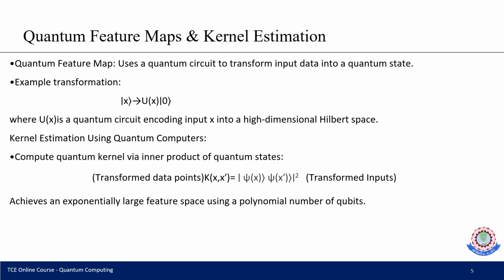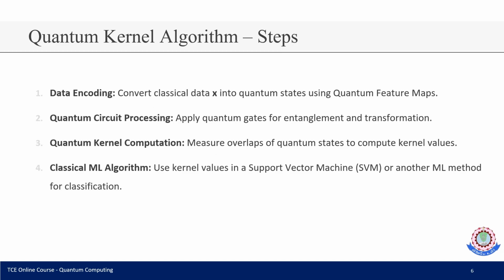The next is kernel estimation using quantum computers. Compute the quantum kernel via the inner product of quantum states of the transformed data points: k(x, x') = |<phi(x)|phi(x')>|^2. This is the transformed input we need to consider here, and we can achieve an exponentially large feature space using a polynomial number of qubits.